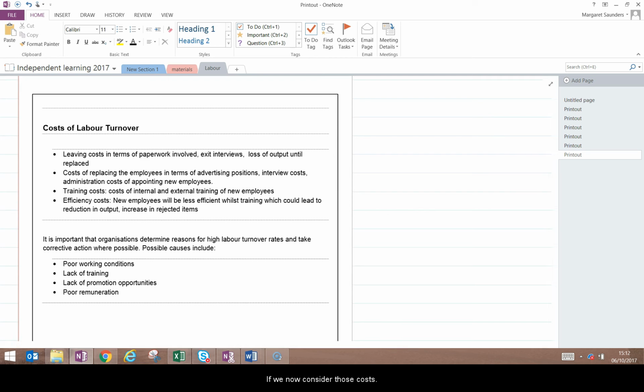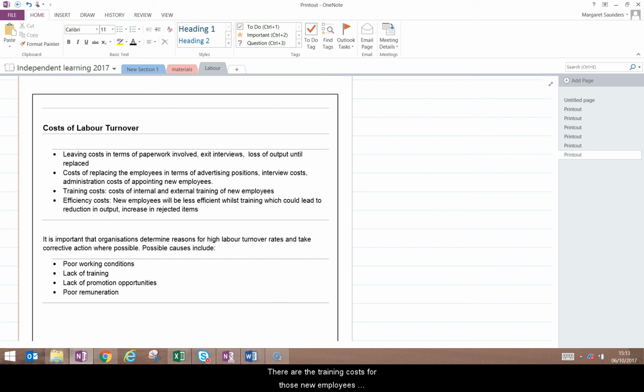So if we just consider those costs, firstly, we have leaving costs. That is in terms of paperwork that is involved in dealing with an employee who leaves. There may be the time needed for an exit interview, and there is the loss of output until the employee is replaced. There are also the costs of actually replacing the employee, advertising the position, the interview costs, and the administration costs of then appointing those new employees.